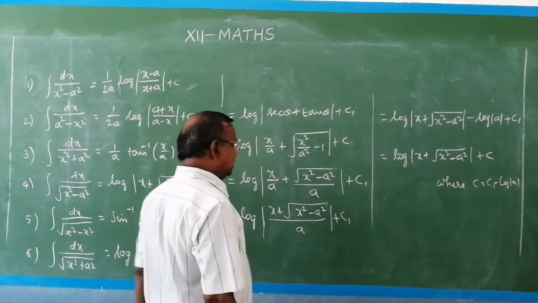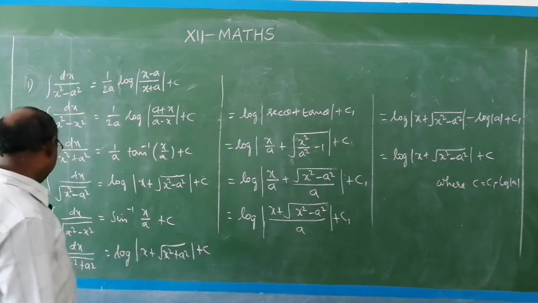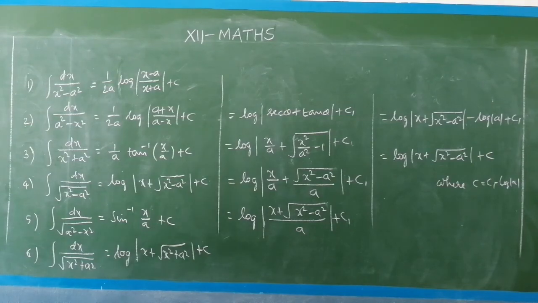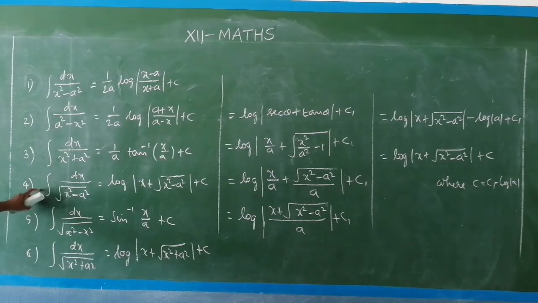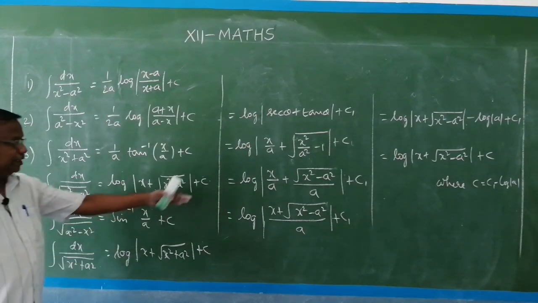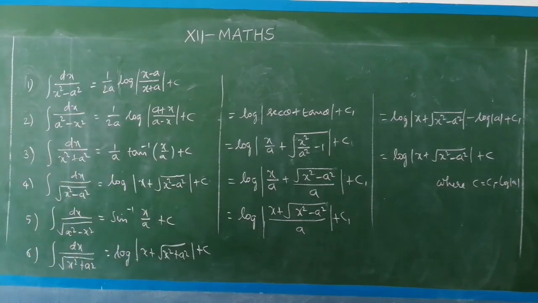This is the result. Likewise, you can simplify the other results also, that is x square minus a square, and the sixth result can also be obtained by substituting. Here for x square plus a square, put x equal to a tan theta, then with the same method you can find the result.